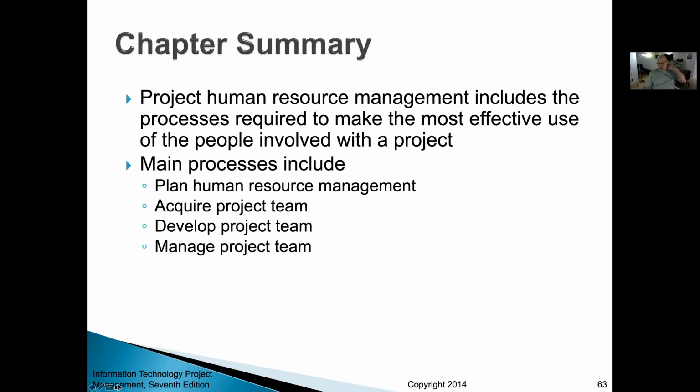So, in summary, project human resource management includes the processes required to make the most effective use of the people involved with a project. Main processes include plan human resource management, acquire your project team, develop the project team, and manage the project team.